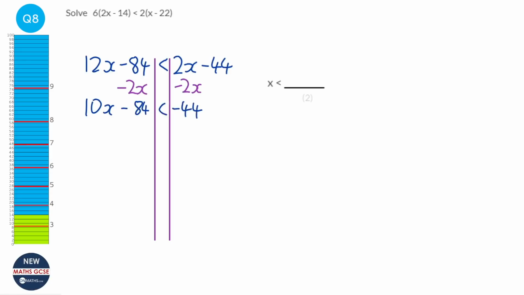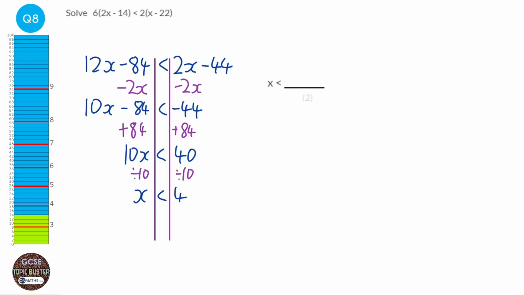So we've got minus 44 there, but that won't be a problem because we're going to add 84 to both sides. And so we've got 10x is less than 40. And then we're going to divide both sides by 10 to get what x is, or what x is less than. And that would be 4. So our answer is x is less than 4.